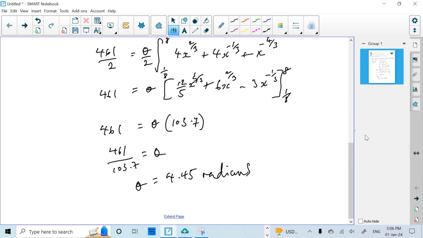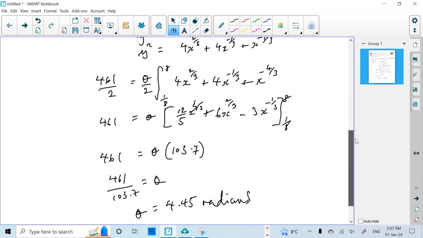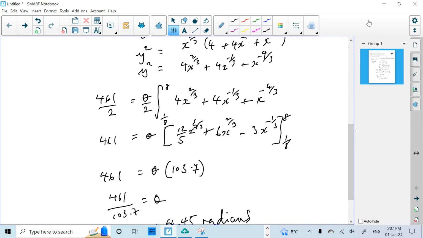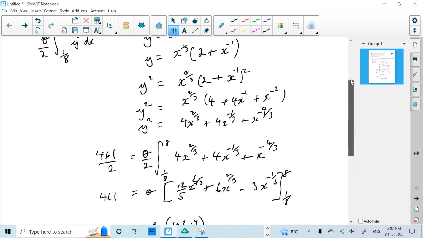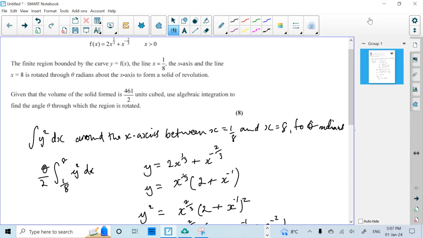radians. And that's it for, oh, that's nice, 7 minutes. That's it for, I'm not sure, is it 8 marks? 8 marks. Okay.